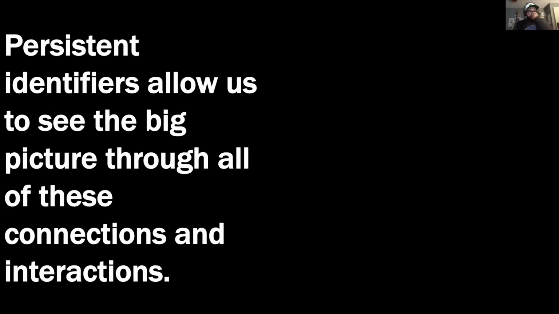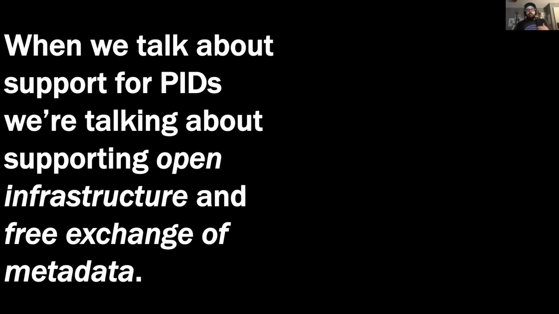Persistent identifiers allow us to see the big picture through all of these connections and interactions. And when we talk about supporting persistent identifiers, we're talking about supporting open infrastructure and the free exchange of metadata. We want to exchange this metadata because it means that we can know all the other places this stuff is being published.